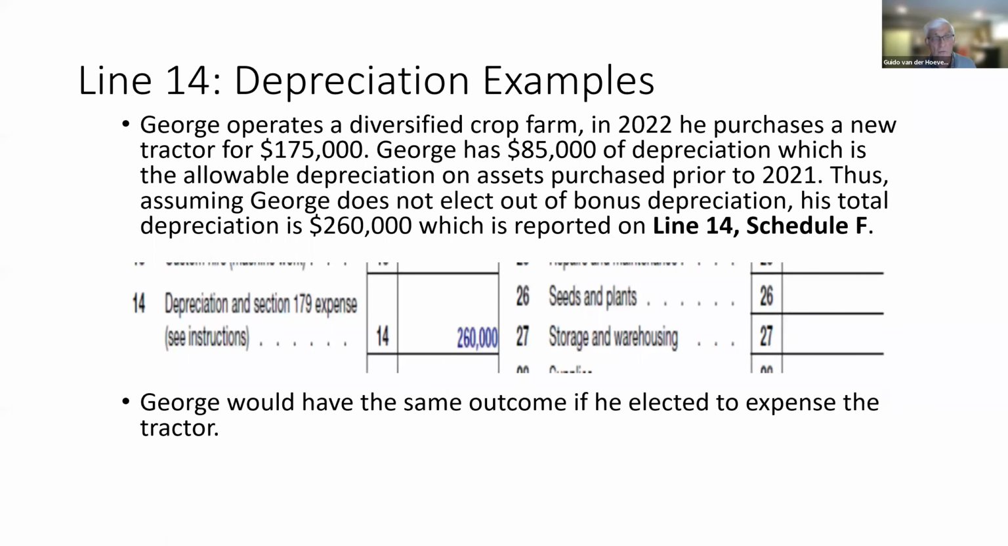to go ahead and make that calculation of what that annual depreciation deduction looks like. In this particular example for line 14, we see George. He operates a diversified crop farm. This year, 2022, he purchases a new tractor for $175,000. He has $85,000 of depreciation, which is allowable on those assets that were purchased prior to 2022. And so, assuming he doesn't elect out of the bonus depreciation, he's going to have $260,000. You add 175 and 85, so he just pops that in there, $260,000. Now, he would have the same outcome if he elected to expense the tractor, but bonus is presumed under the law. You have to elect out of using bonus, whereas you elect into using Section 179.